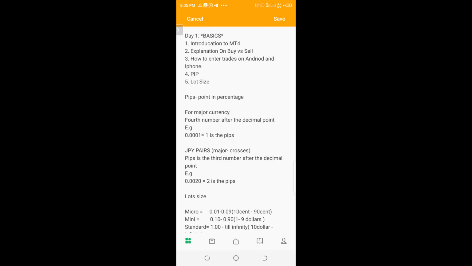We've already entered trades. All right, and also how pip... you already understand what a pip is. You can take a screenshot, like I said, and also lot size. We already know that we have 3 types of lot size: the micro, the mini, and the standard.